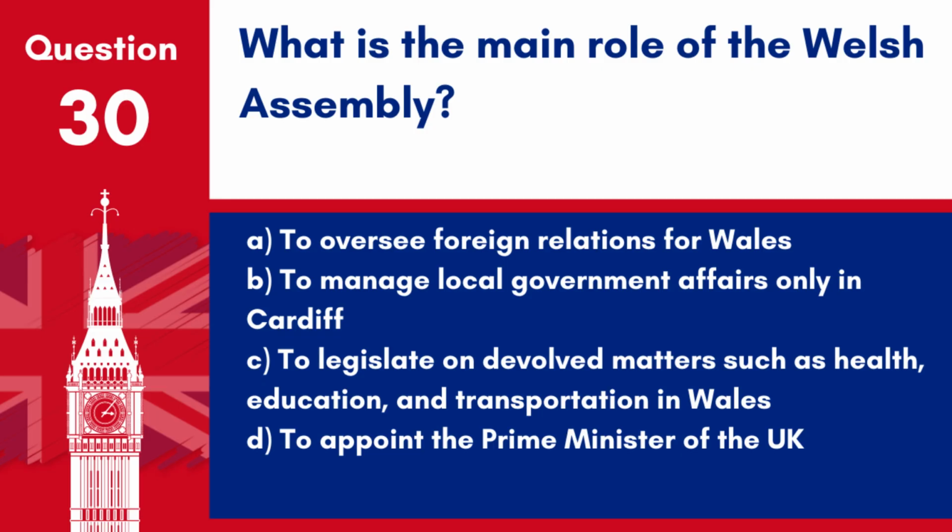Question 30. What is the main role of the Welsh Assembly? A. To oversee foreign relations for Wales. B. To manage local government affairs only in Cardiff. C. To legislate on devolved matters such as health, education and transportation in Wales. D. To appoint the Prime Minister of the UK.